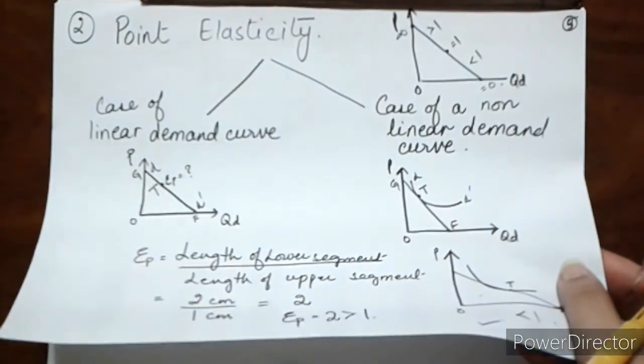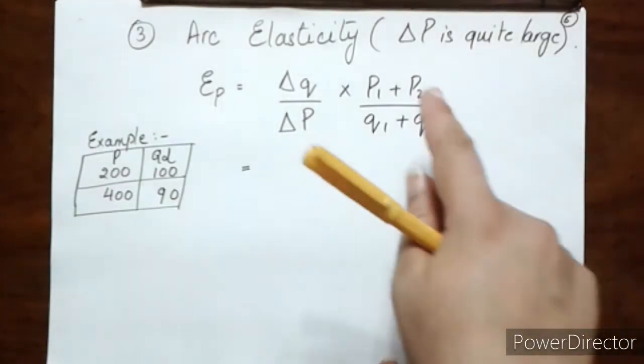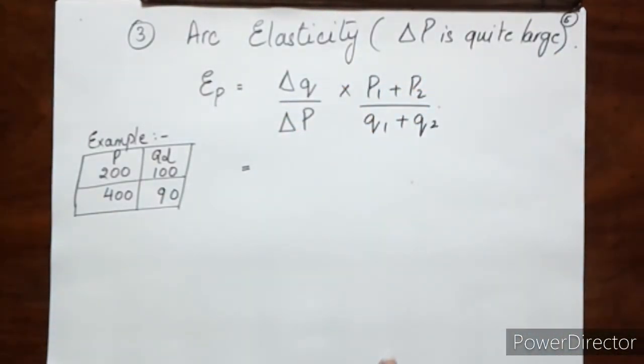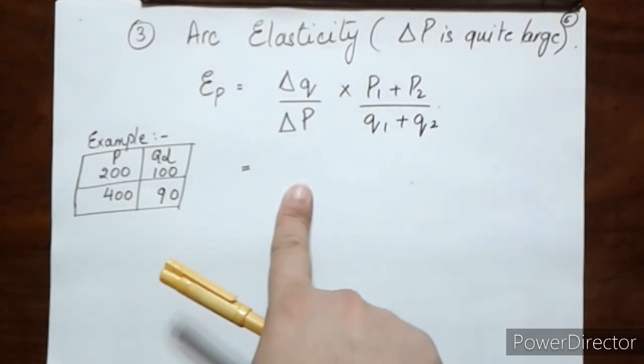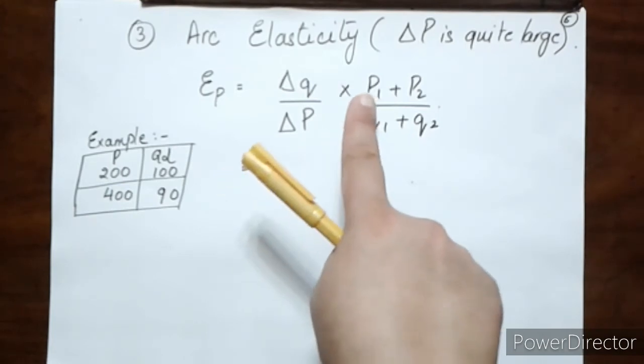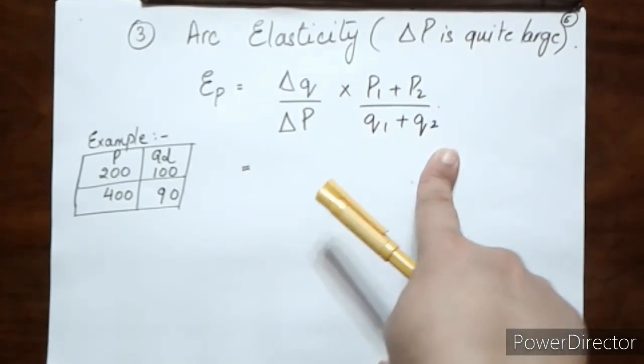Now let's move on to our third method, which is called arc elasticity. Arc elasticity is used when the change in price is quite large, or substantial enough. We use this formula: change in quantity divided by change in price, multiplied by the sum of both the prices divided by the sum of both the quantities.